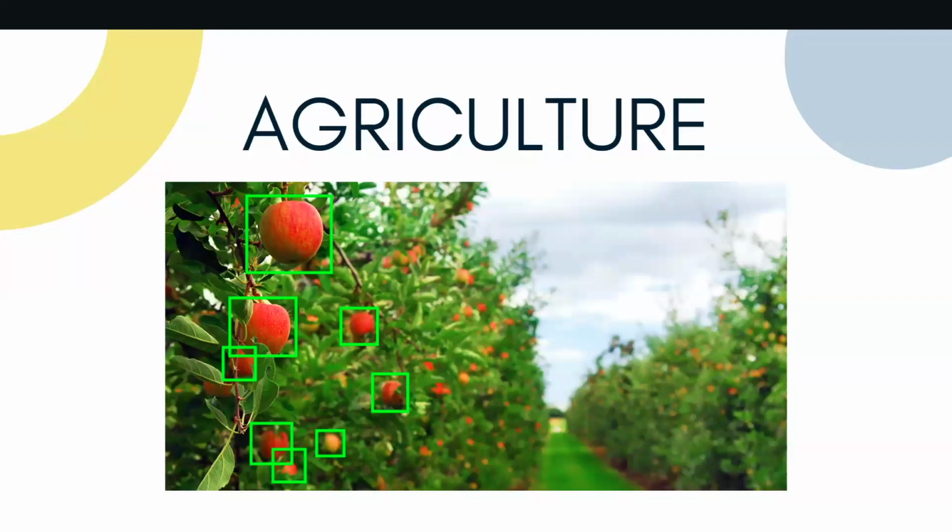Another use case is agriculture. With AI, you can recognize when a fruit or certain product is ready to be picked up. In that way, you can maximize efficiency and increase the revenue of your crop, because then you're going to know when is the right moment to pick something.